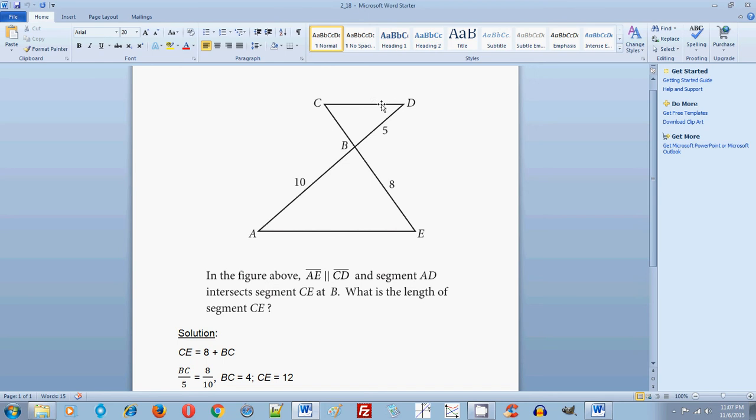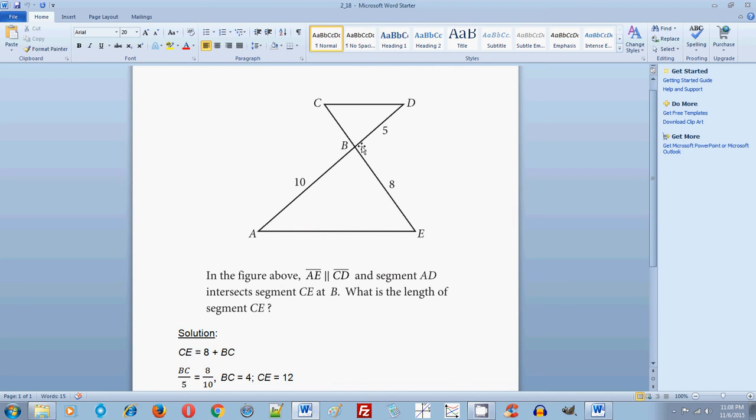So we know for sure that since these two are vertical angles, angles CBD and ABE are equal because they're vertical. And we know from the alternate interior angle theorem that angle DCB is the same in measure as angle BEA, and the same thing can be said for angle BAE, which is equal in measure to angle CDB.